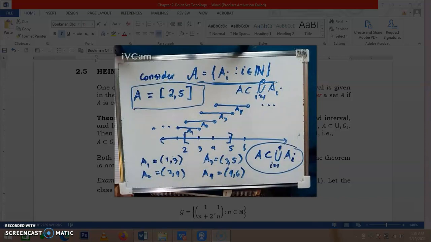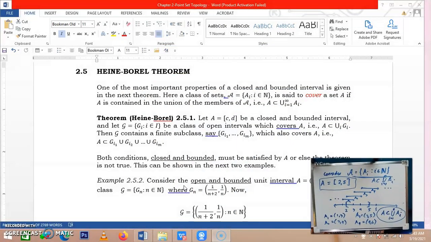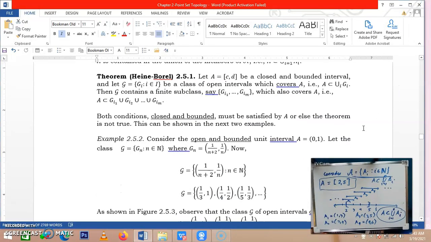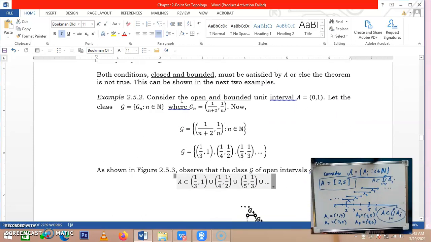Now, what about if the given set is not closed but bounded, or it is closed but not bounded? It means the two important conditions are not satisfied. So what will happen? Okay, let's try to have this example. Let's consider the open and bounded interval. This is the unit interval (0, 1).